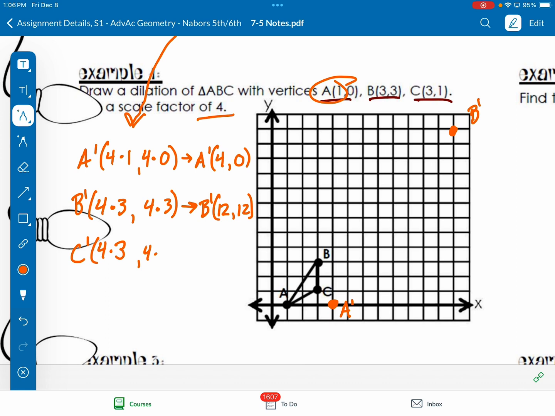The x-coordinate of C is 3. The y-coordinate of C is 1. And so the coordinates of C prime are 12, comma 4. So over to 12, up to 1, 2, 3, 4. There's C prime. And then all we gotta do is connect our dots.